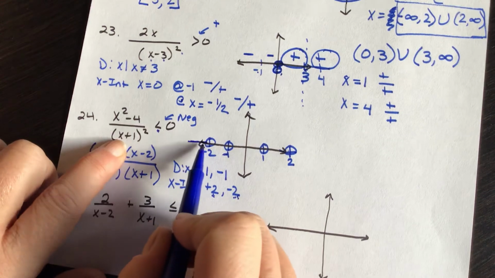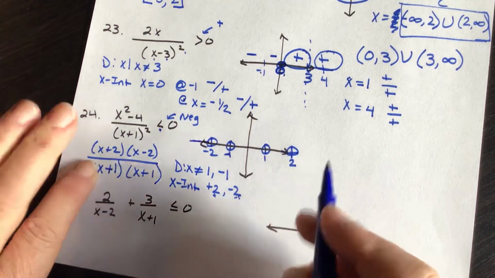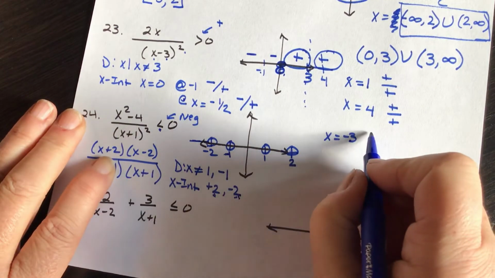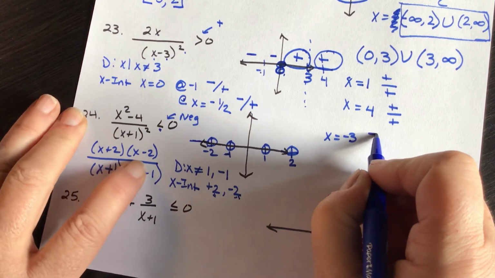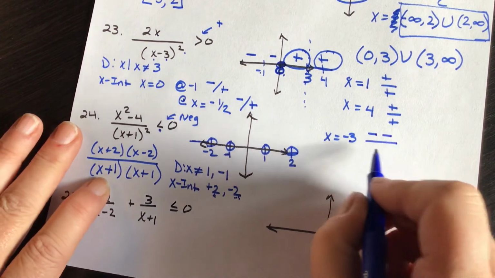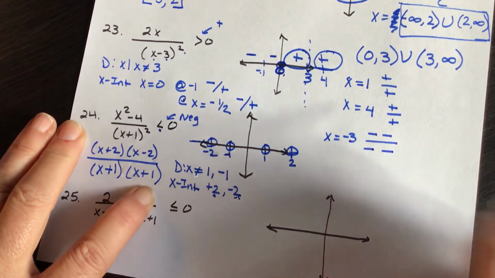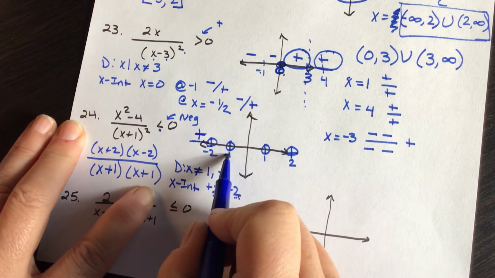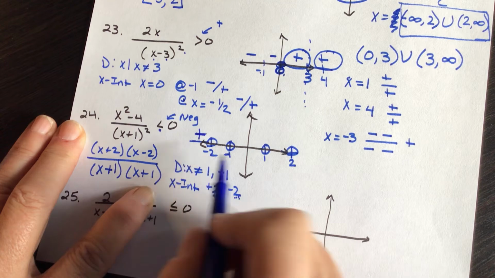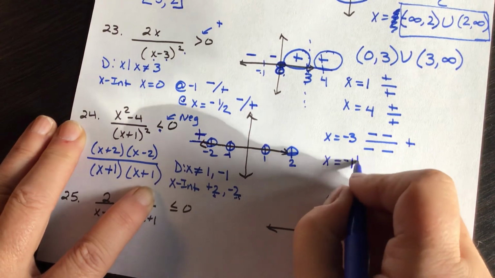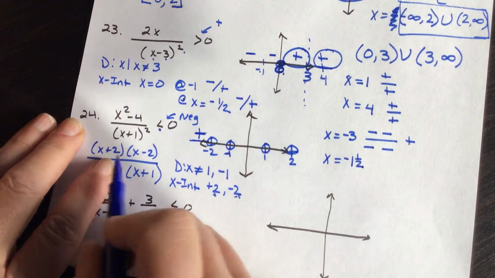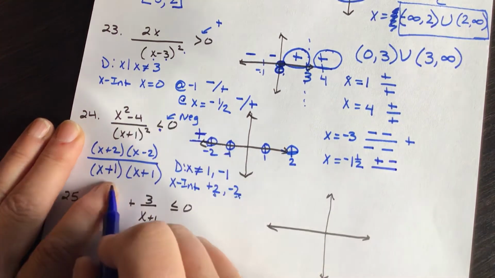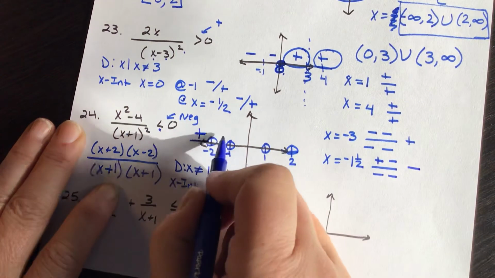So to the left of negative 2, if I plug in negative 3, negative 3 plus 2 is negative. Negative 3 minus 2 is negative. Negative 3 plus 1 is negative, and another negative. So 4 negatives gives me a positive value here. Between negative 1 and negative 2, I have negative 1.5. If I add 2, I get a positive value. Negative 1.5 minus 2 is negative, and both of these are negative. So this is negative in between here.